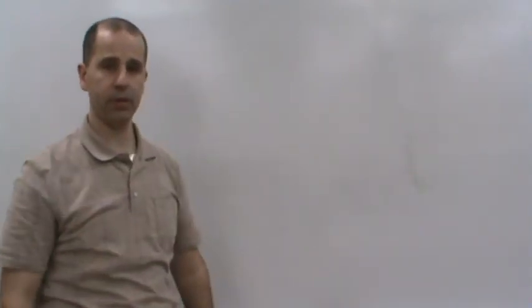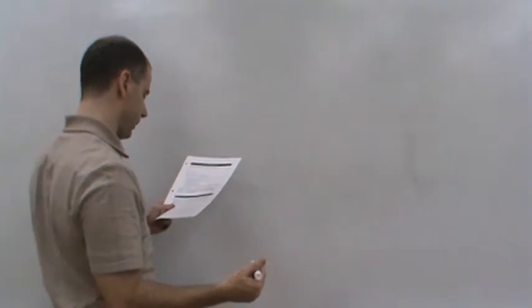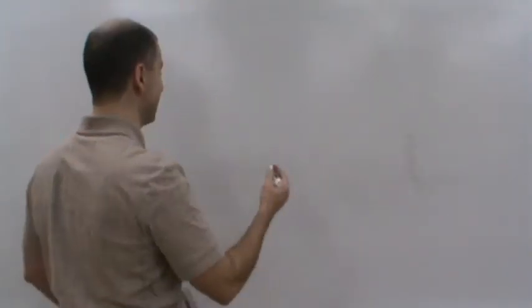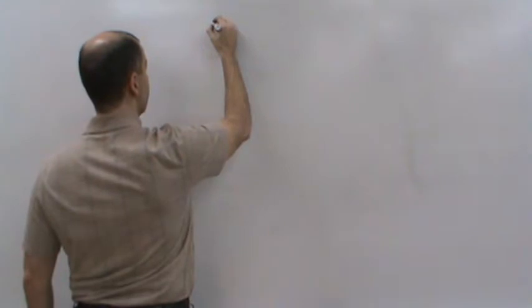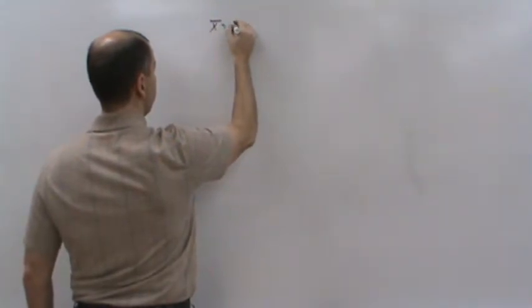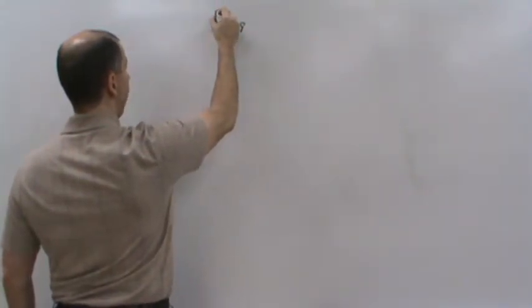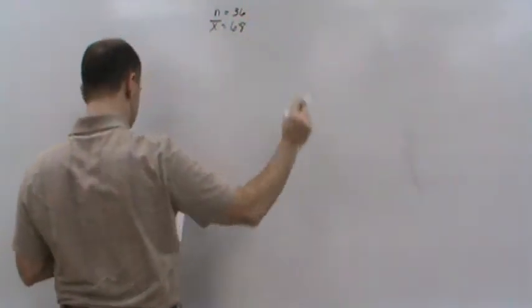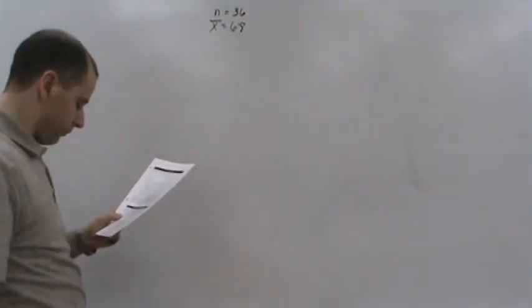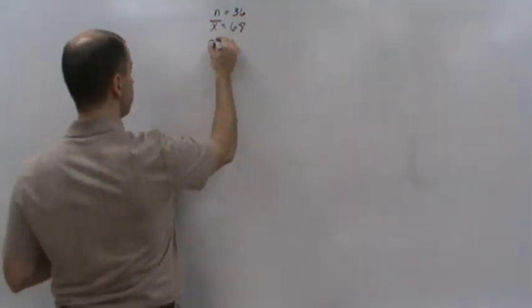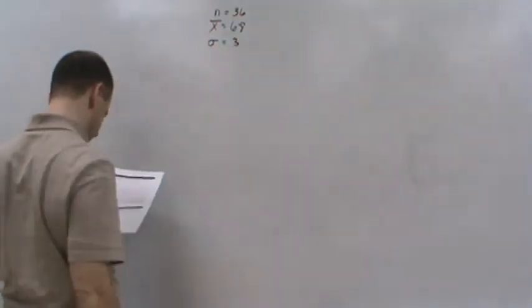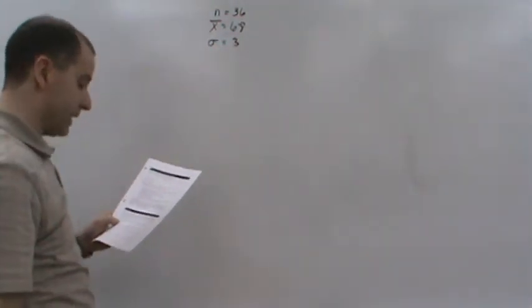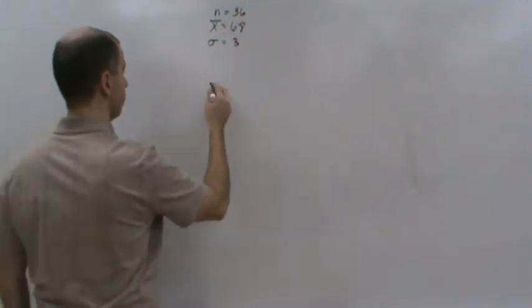Well, the population mean estimate would be X bar, the sample mean. What's the sample mean for these 36 scores? Well, it's going to be 68, right? So they tell us 68 is the sample mean. N, the sample size, is 36. The standard deviation, sigma, they tell us is 3 points. And they want a 90% confidence interval.